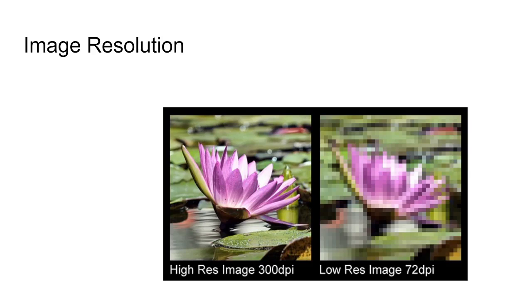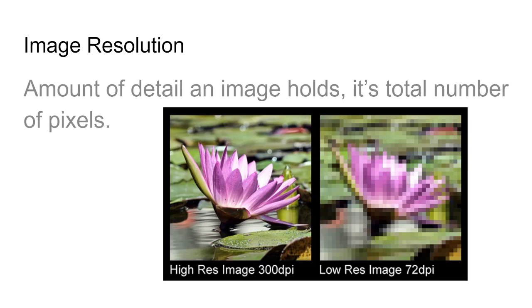Image resolution is something that most people don't really understand and struggle with sometimes, because I see it even in actual newspapers, magazines, printed material, images that look like this one on the right. If you're far enough away, you can't really tell a difference, but if you get closer, they look really different. One is 300 dots per inch, the other one is 72 dots per inch. So image resolution is the amount of detail an image holds, its total number of pixels.